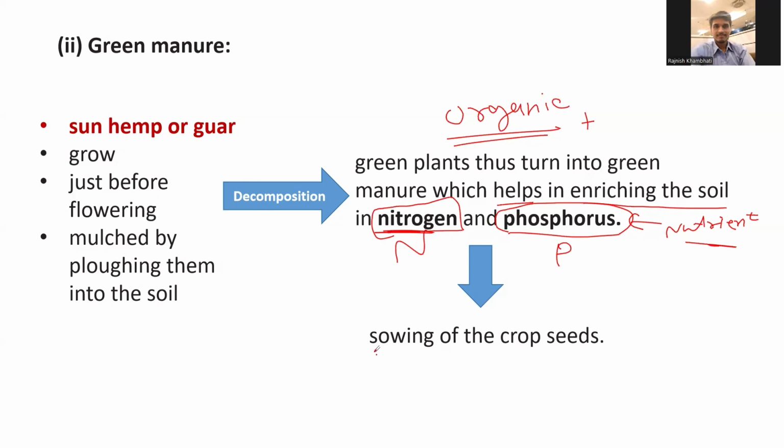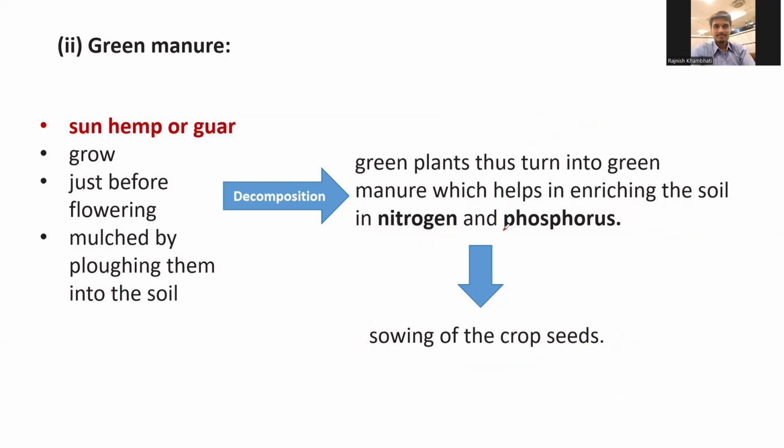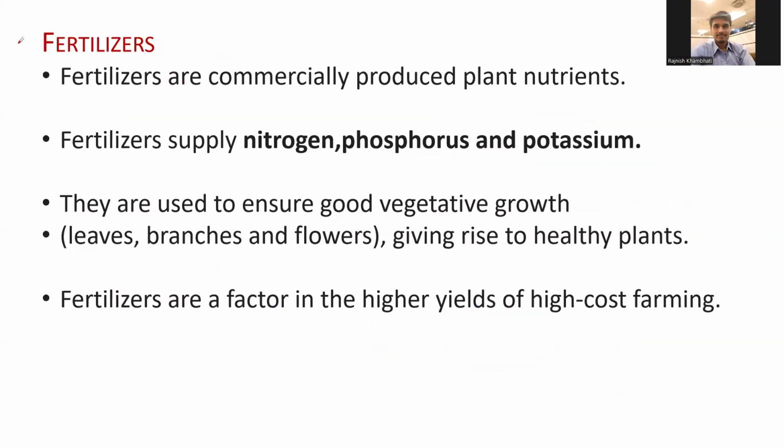And after this manure is formed, we will sow the crop seeds. Okay, in the end, we will sow the seeds so that our seeds can grow properly. Okay, before sowing the seeds, we have to prepare this green manure. Understand that we prepare the manure before we sow the seeds. Clear? Okay, now let's go to the next topic, fertilizer.